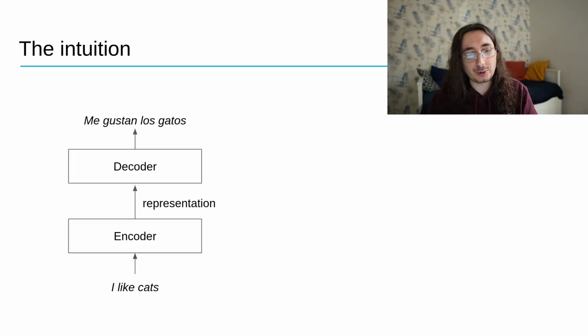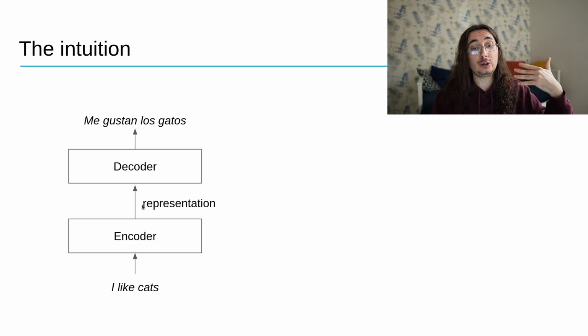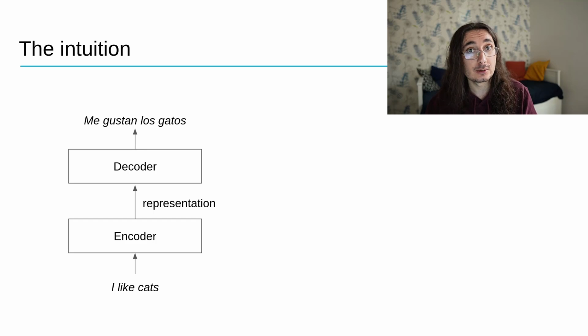Let me give you a visual representation of that. We start with this sentence, "I like cats." We feed this into the encoder all at once. Then the output is going to be a representation of this initial sentence. It's a rich representation with a lot of context. We feed it into the decoder. The decoder is going to generate the translated sentence, for example, in Spanish, "me gustan los gatos."